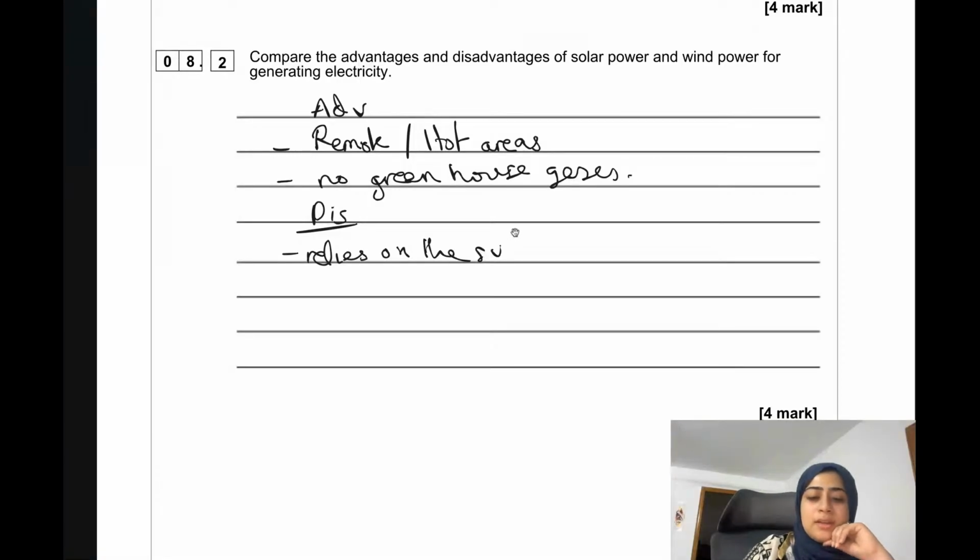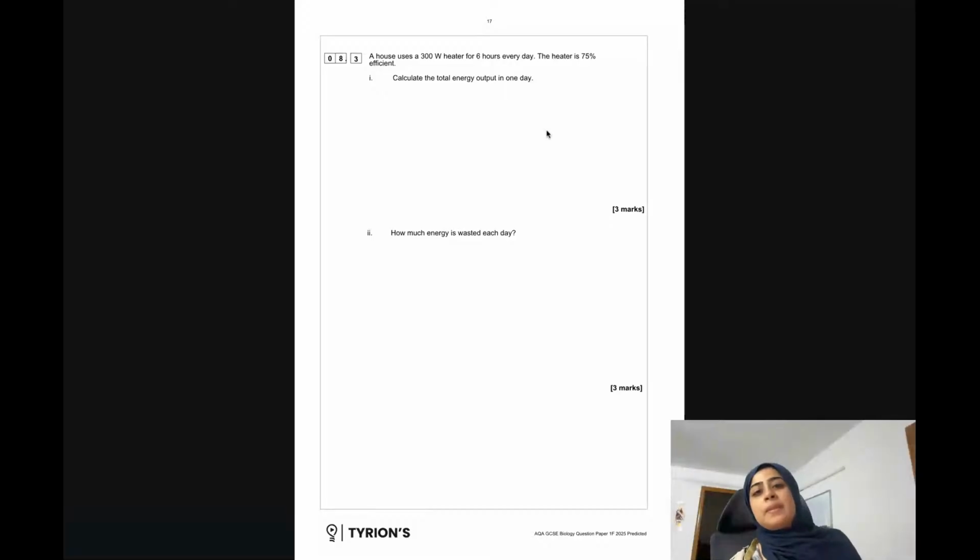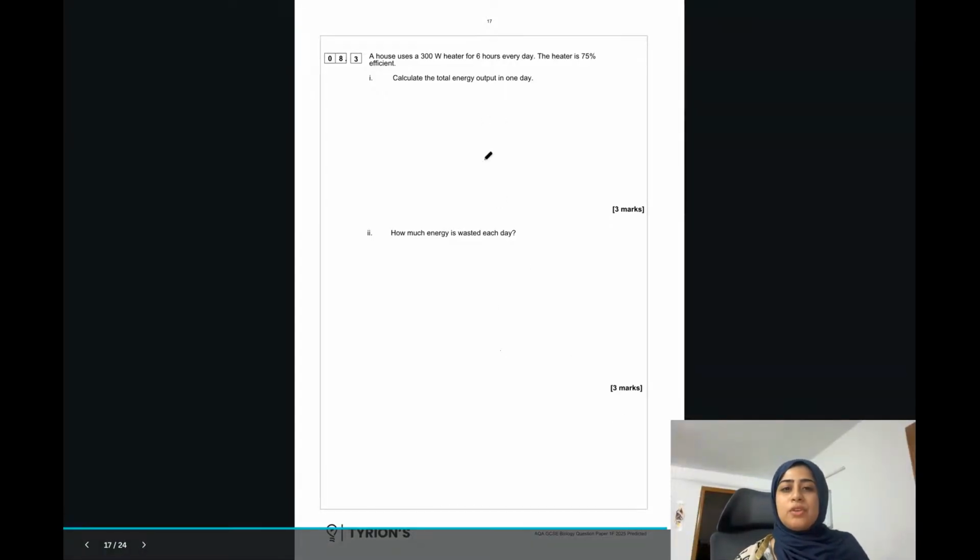Okay. And same kind of thing for wind as well. So wind is renewable. It doesn't produce greenhouse gases. However, wind power is incredibly noisy in areas. It can look ugly as well. And it's very much dependent on wind that day. So it doesn't work all the time. Okay, how long have we got? I don't think we've got too long.